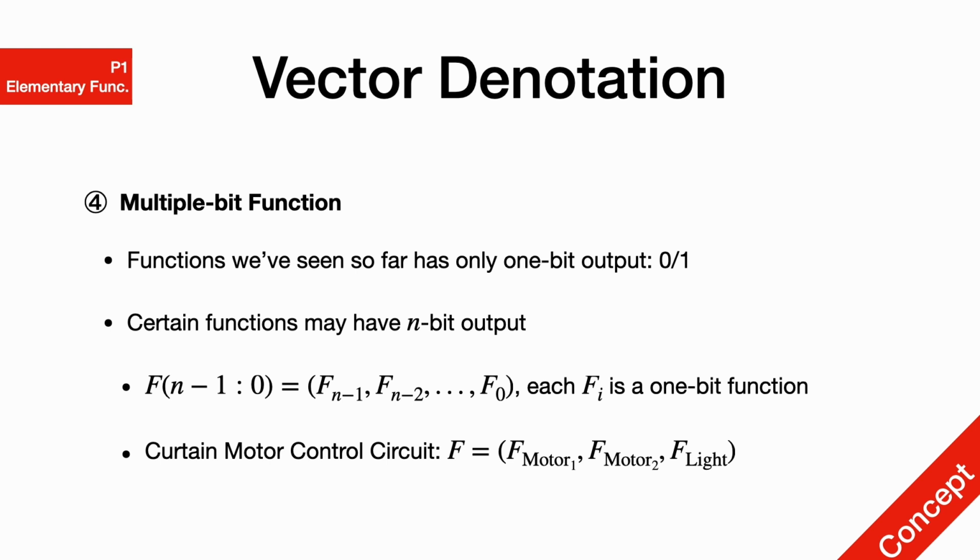One of the examples that you have already seen before is the curtain control circuit. The curtain control circuit we've done in the past has 3 different output ports, and you can combine the 3 output ports into a vector by saying, okay, we have a 3-bit wire. This 3-bit wire has the first bit representing the value for motor 1, the second bit for motor 2, and the third bit for the light control signal.